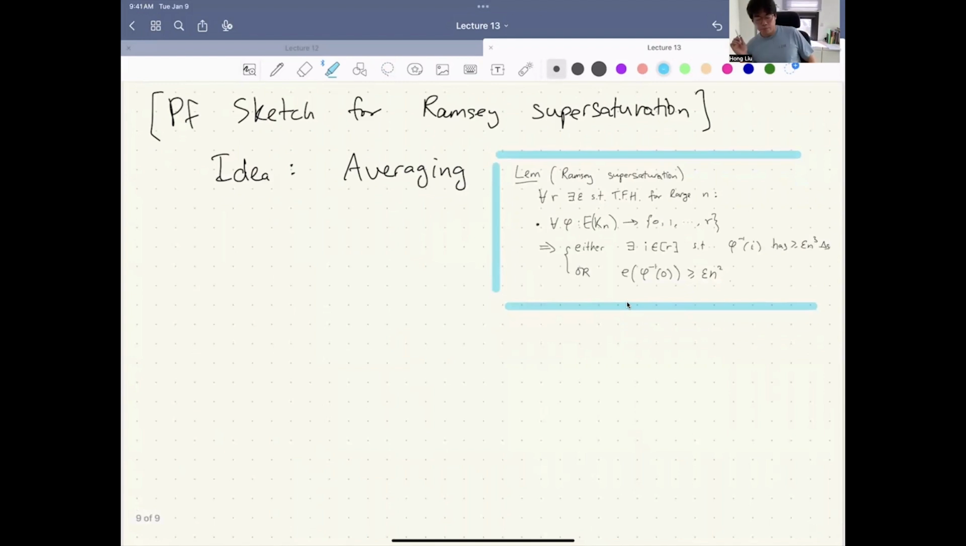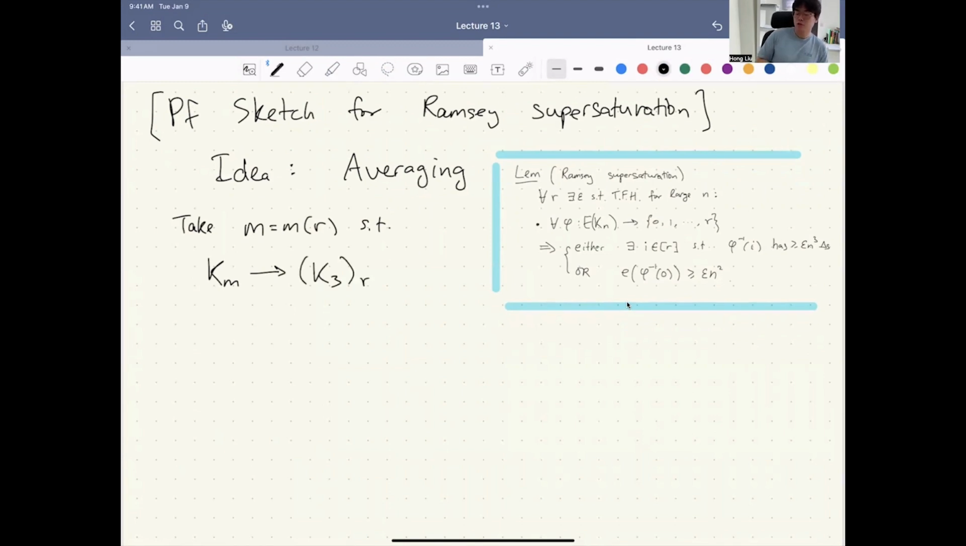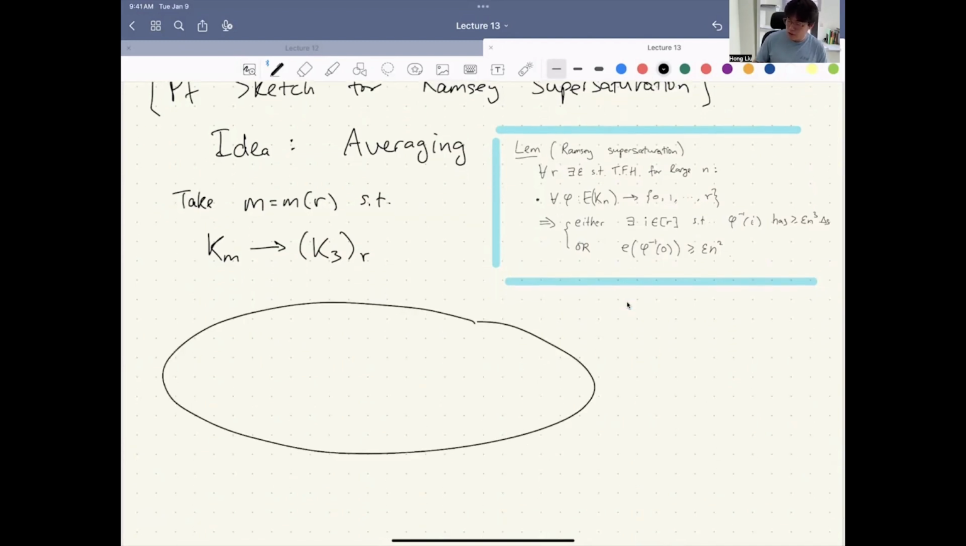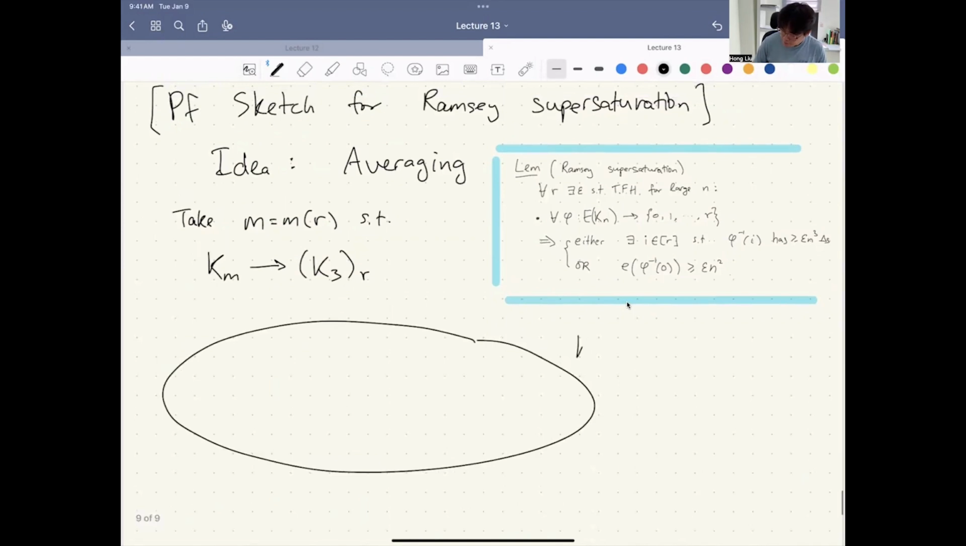So how do we do averaging? When r is given, let's take m that depends only on r. By Schur's theorem, we know that K_m arrows these, right? So we're going to do averaging over m-sets. Now this is our K_m. You take a uniform random m-set. Let's call it U.